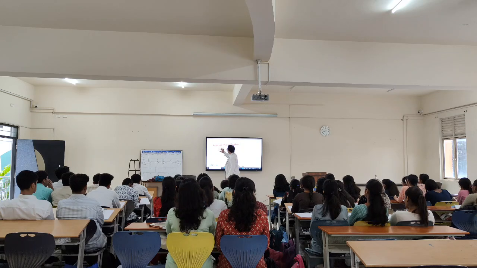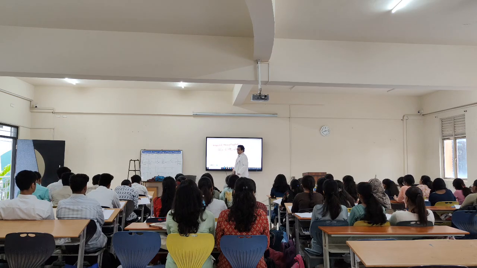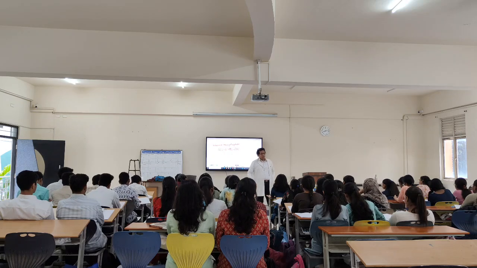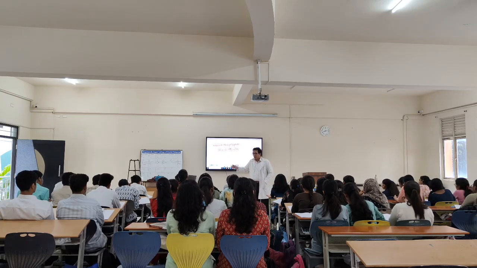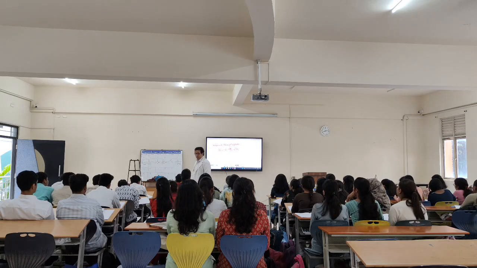Glucose 6-phosphate dehydrogenase. Very important enzyme. It's the rate limiting enzyme. That means in this series of reactions, if this enzyme is not there, nothing is going to progress. It's the most important enzyme in this pathway.